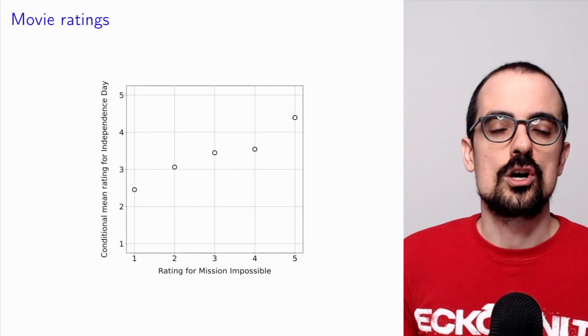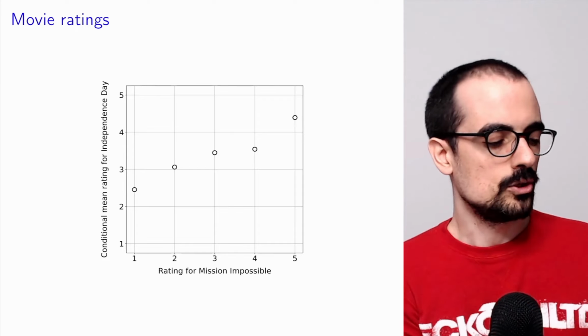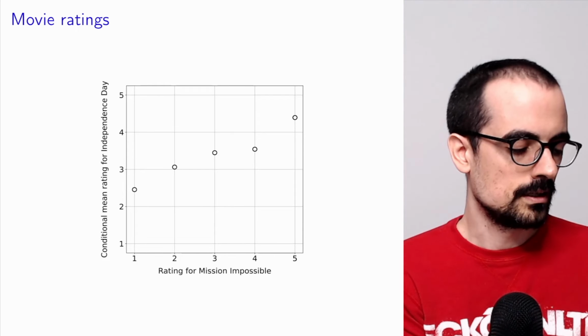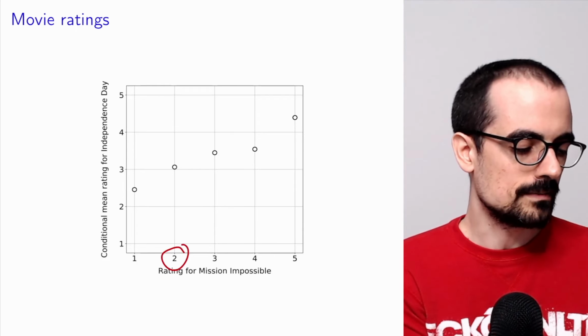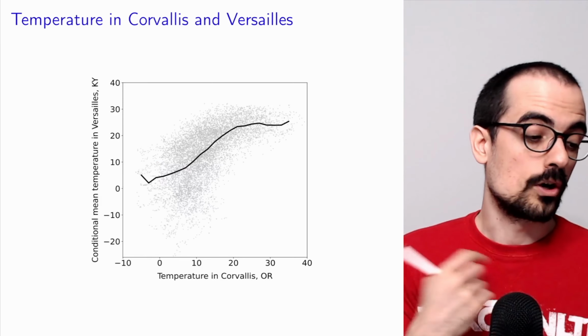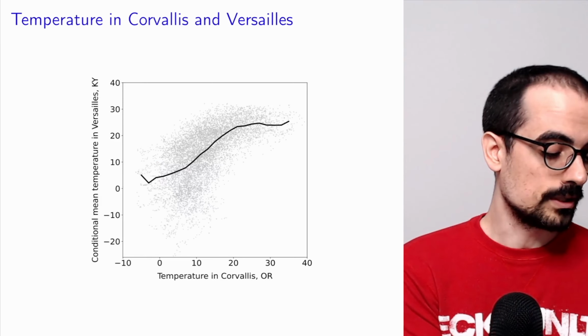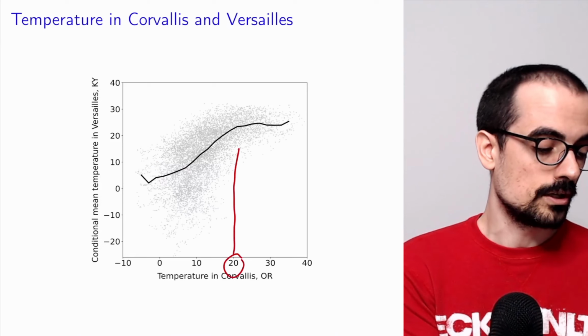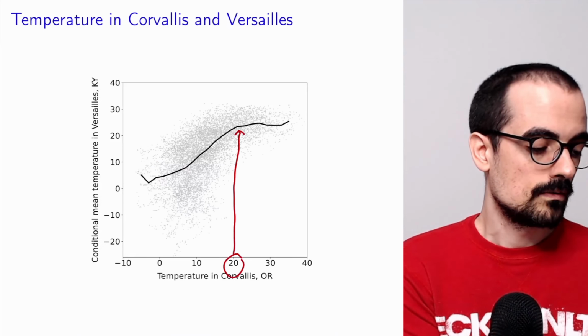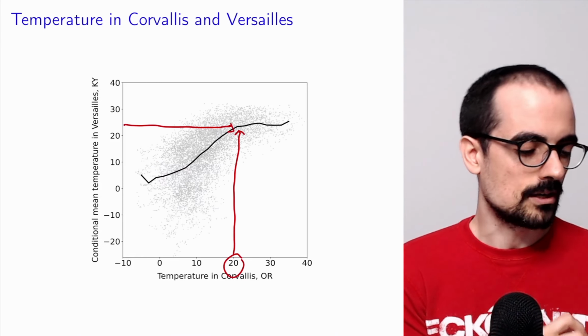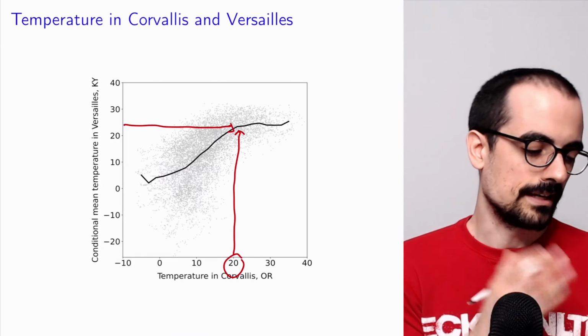So in the case of the movie ratings, the best you can do is you take the average. So if you know that the rating for Mission Impossible is 2, your estimate is going to be the average of the corresponding values for Independence Day, in this case 3, and so on and so forth. For the temperature in Corvallis and Versailles, if you know the temperature in Corvallis is 20, you're going to use the mean temperatures when it's 20 in Corvallis, which is around like maybe 24 or 25 in Versailles, Kentucky. Okay, and that's the best you can do in terms of mean squared error.